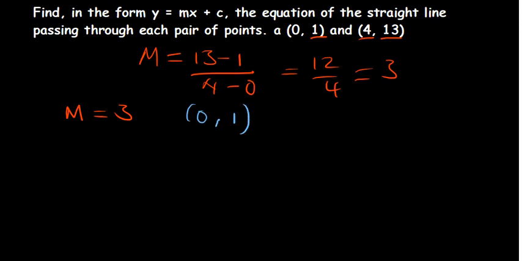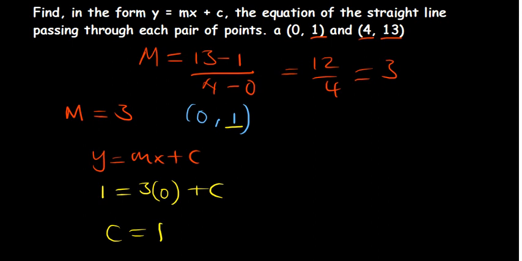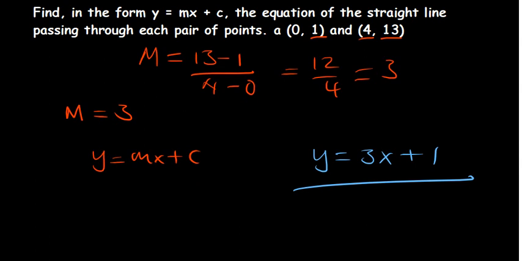We're trying to put it in the form of y is equal to mx plus c. So what's our y value? Our y value is 1. So 1 is equal to, for the gradient, we've got a 3, and then for the x, we've got a 0, and then for the c, that's what we're trying to find. So c becomes equal to 1. So our equation therefore is y equals, the gradient is 3, so 3x plus 1. That's our equation.